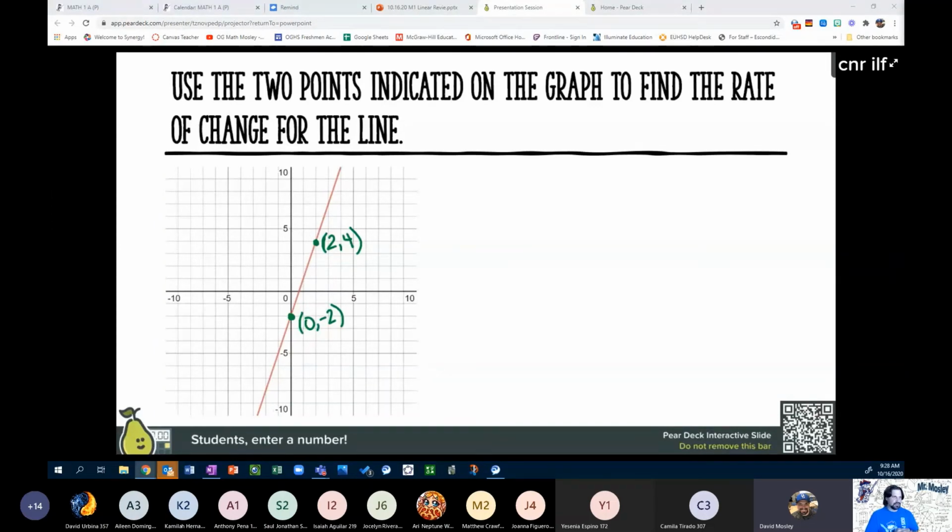All right. So we can also see that since the line is going up, it's increasing from left to right, the slope must be positive. So we know right away that our slope is positive and it's going up, right? And so then we just need to find the change in y and the change in x.